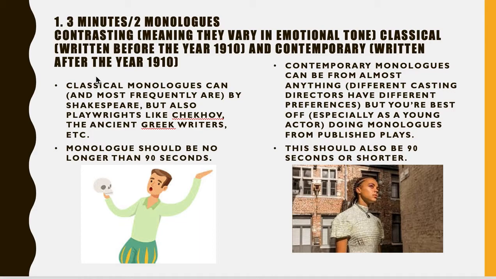Classical monologues can, and most frequently are, by Shakespeare, but also playwrights like Chekhov, the ancient Greek writers, contemporaries of Shakespeare, etc. The monologue should be no longer than 90 seconds. Ideally, it's a little bit less because you want to leave them wanting more. You don't want to be right at the edge of your time.